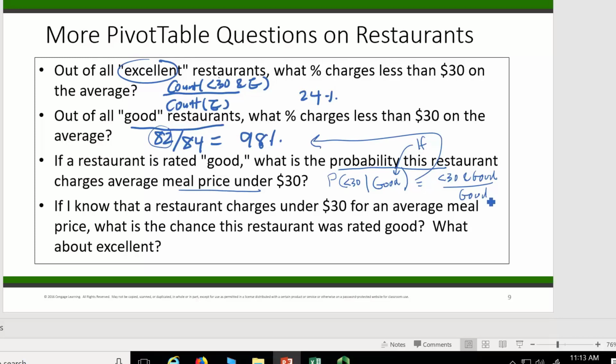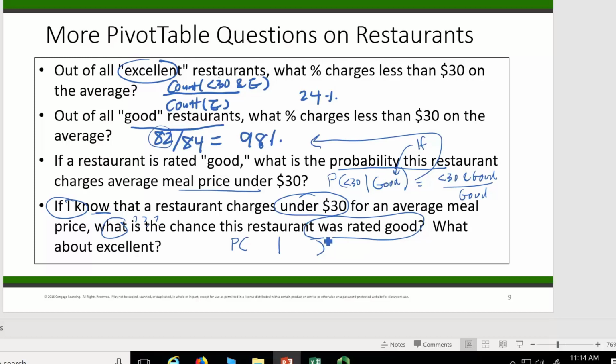Okay, so the next question: if I know that a restaurant charges under $30 for average meal price, what is the chance this restaurant was rated good? Let's see what we're given. Restaurant charges under $30. I know this is given. Now I know this restaurant charges under $30. What is the chance? That's the question. What is the probability or chance that this restaurant was rated good? So this is the unknown part. How would I write this in terms of conditional probability?